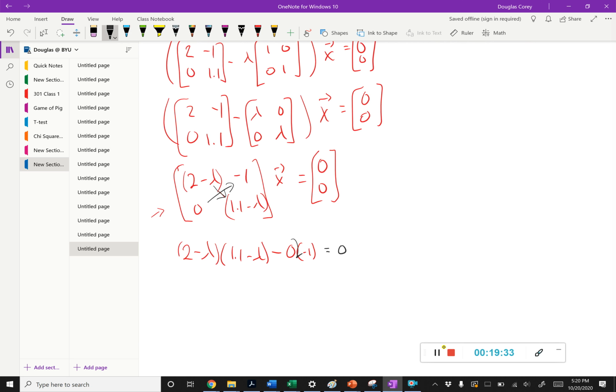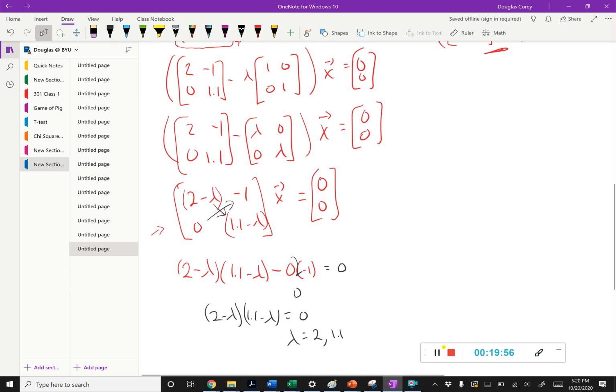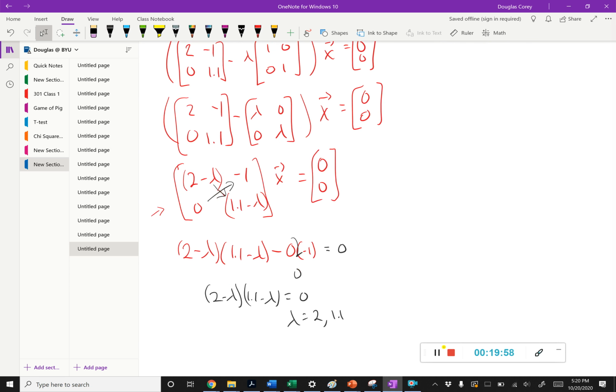Well, we're lucky here because this is 0, and so we just end up with 2 minus lambda times 1.1 minus lambda equals 0. And it's already factored down for us. That means lambda equals 2 and lambda equals 1.1. Those are the two values that we could use. These are our two eigenvalues.